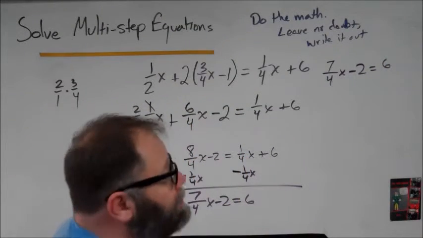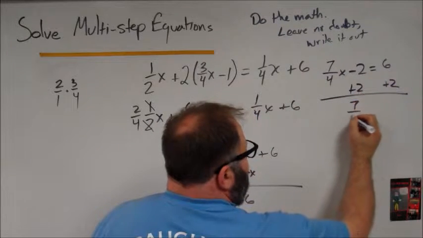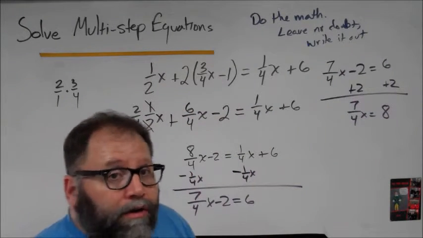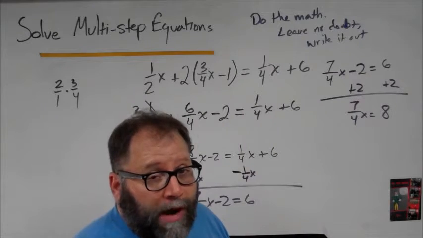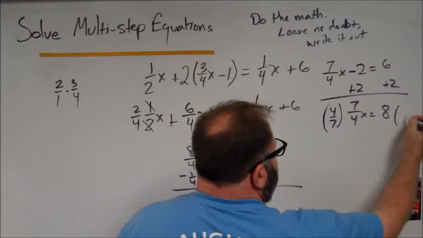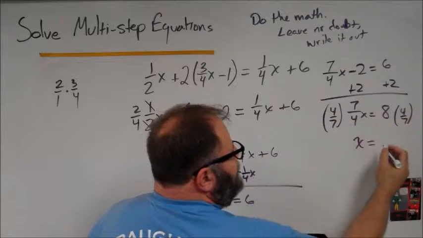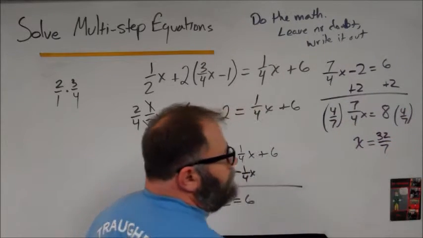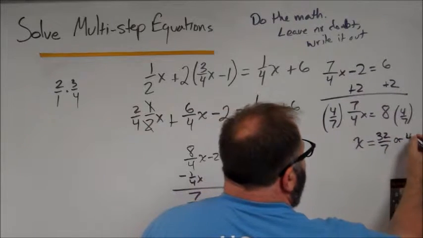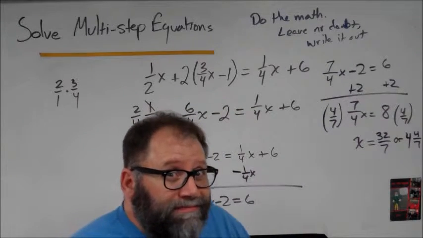No worries at all, we've done this before. Let's add 2 to both sides to give us 7/4 x equals 8. First lesson, solving equations with rational coefficients. We need this to be 1x, so let's multiply by its reciprocal to get x equals 8 times 4 is 32/7, or 4 and 4/7.